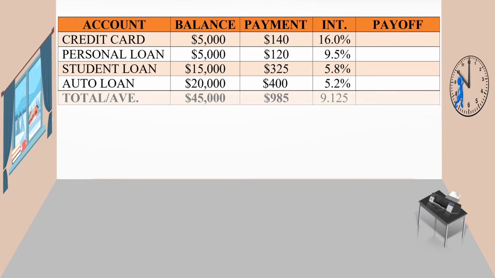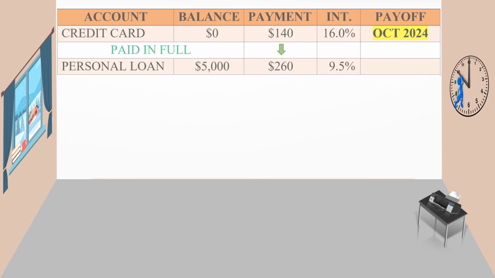The balance for all debts totaled $45,000. The minimum monthly payments across all debt accounts was $985. The average interest for all debts listed was 9.125%. Now that all debt accounts are listed in order, with the highest interest rate first, the debt reduction can begin, starting with the credit card.